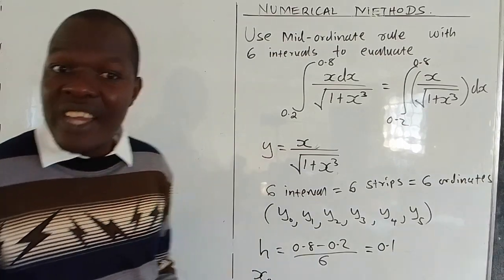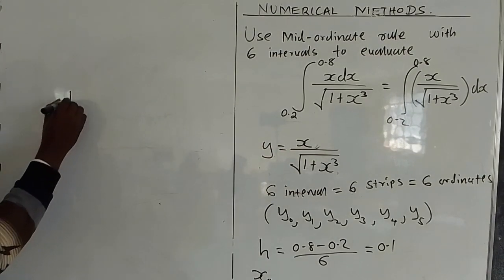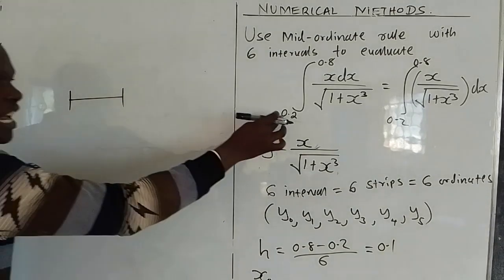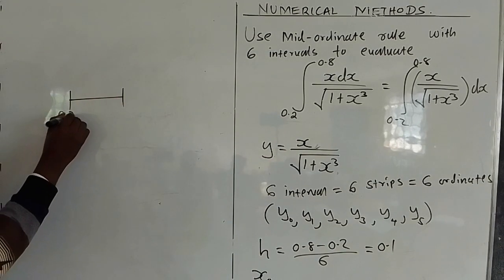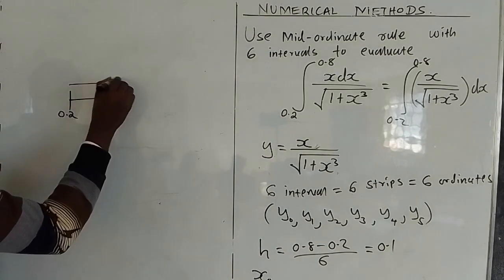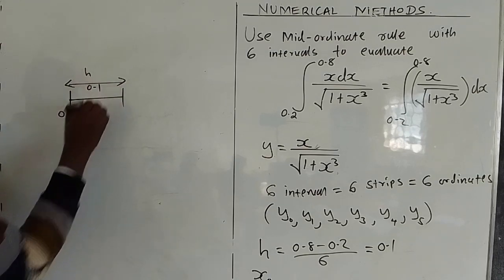Yes. So how do you get X0? You simply take that first part only. It is starting from 0.2 and the whole of this interval H you found is 0.